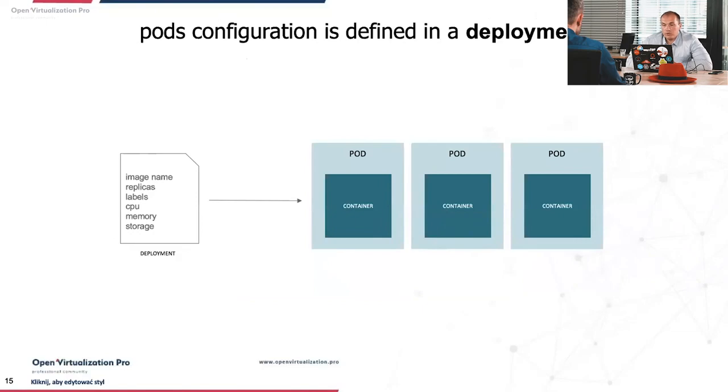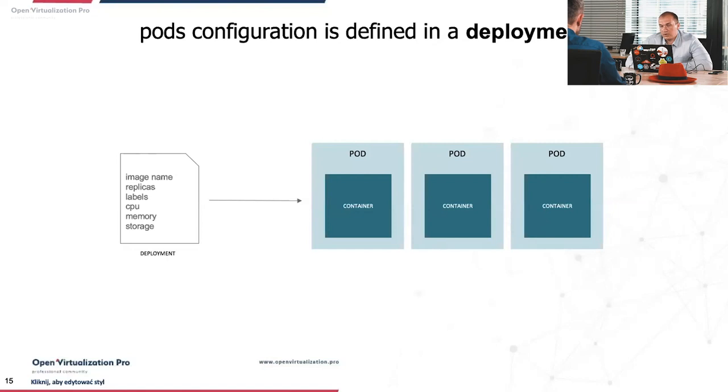And in order to configure how OpenShift should deploy your pod, so what images, how many replicas, what metadata, what storage, and so on, we have a configuration object called deployment config, which is required to create a pod. But I will show you it can be generated very easily during the demo.